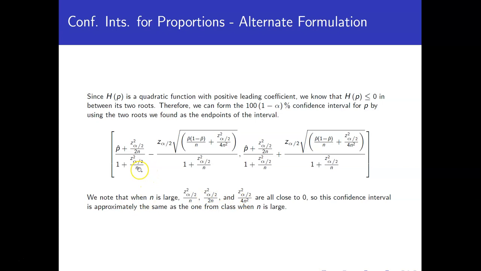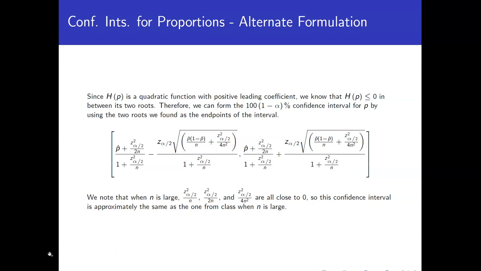Look what happens when you put those things close to 0. You're left with p hat in that first term here, right? Because these are going to be zeros. You're going to be left with a 1 here, and this will be 0. So you're left with z sub alpha over 2 times the square root of p hat times 1 minus p hat all over n. It's the same confidence interval that we got in class if you put zeros in for those. So when n is large, you get approximately the same confidence interval as we had in class. It's a different confidence interval, but it's approximately the same if n is large.